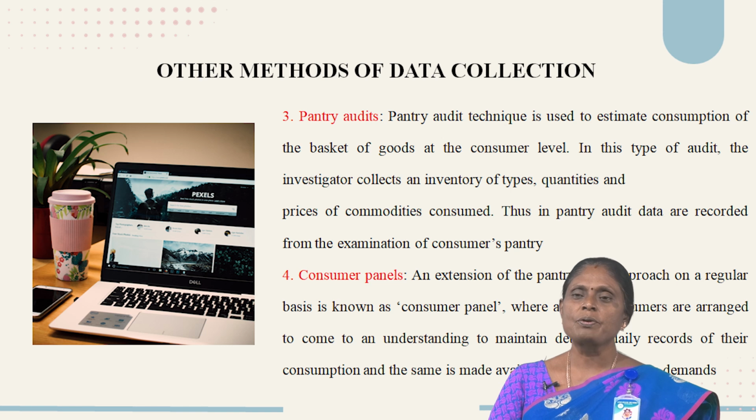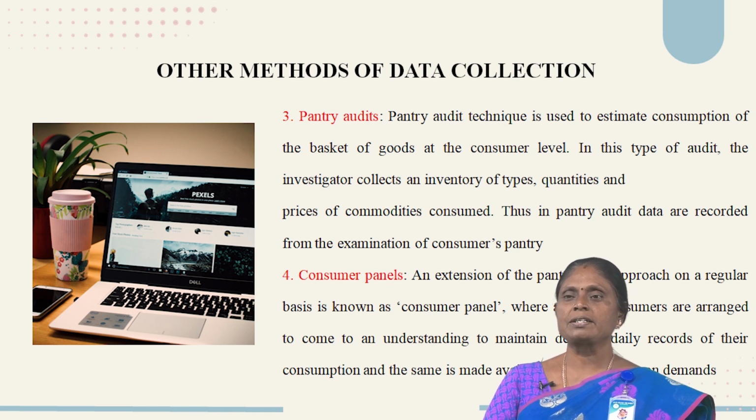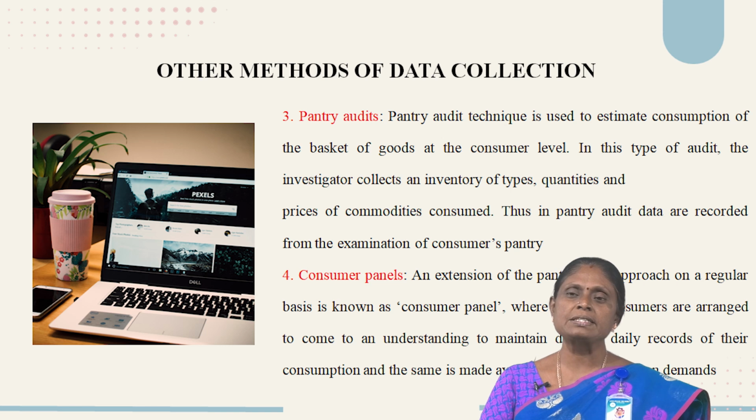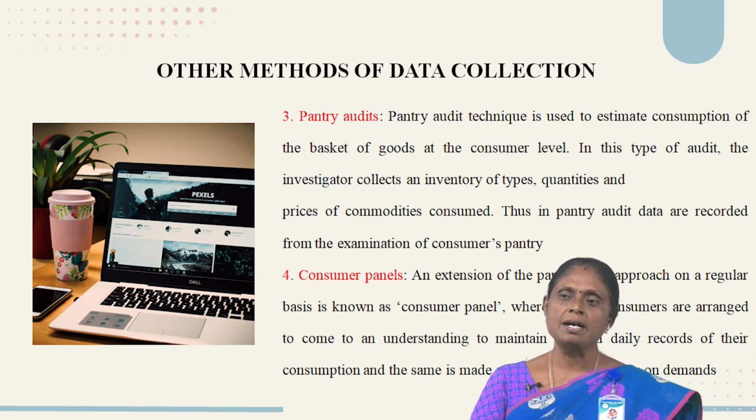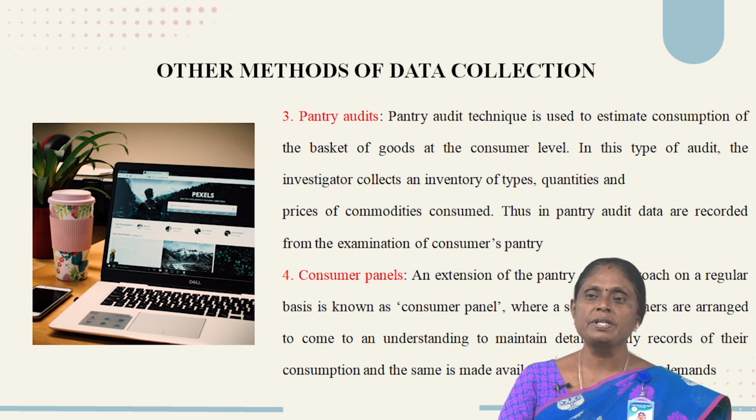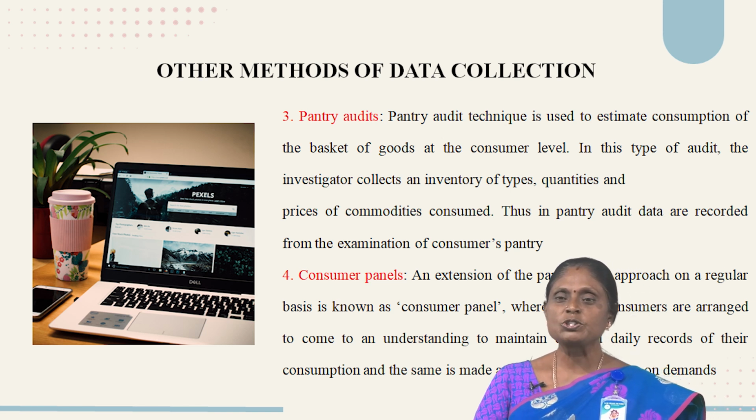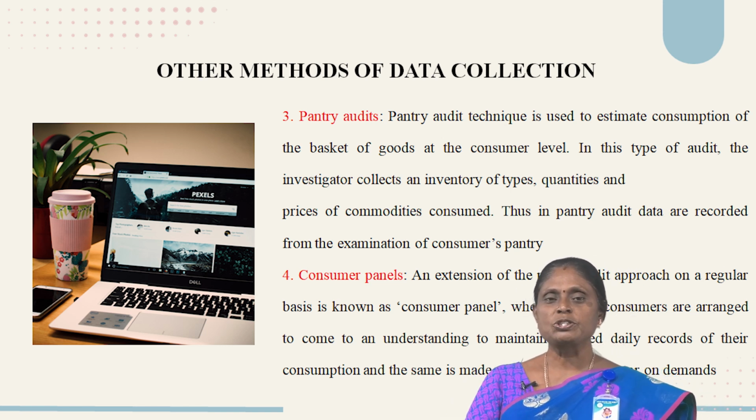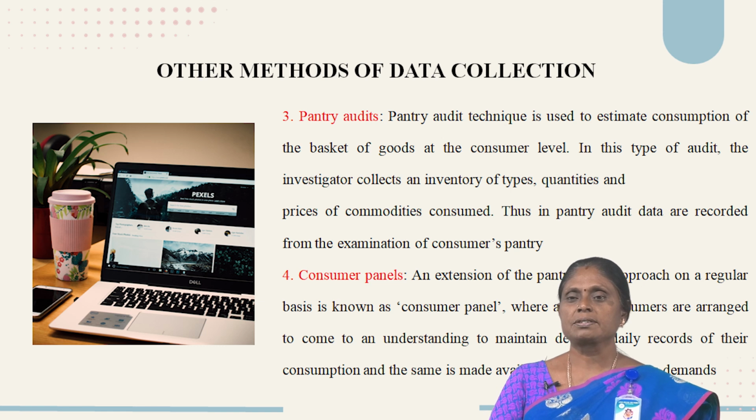In this type of audit, the investigator collects an inventory of types, quantities, and prices of commodities consumed, and the data are recorded from the examination of consumers' pantry. Next one, consumer panels. What are consumer panels?